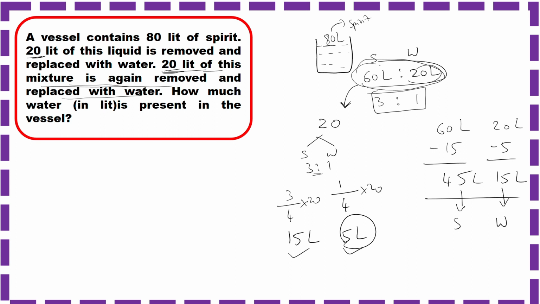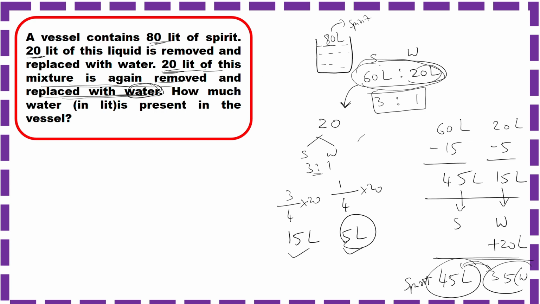So 45 liters is the final spirit quantity and 15 liters is the final water quantity. What is the question here? How many liters of water is present in the vessel? Now, after removing this, the 20 liters is again replaced only with water. No spirit is added, we only replaced it with water. So this is the final result till removal, but again we have to replace with 20 liters of water. So just add 20 liters of water, no spirit is added. So 20 plus 15, that is 35 liters, is water and 45 liters is spirit. The total quantity is the same, 45 plus 35 is equal to 80, right? So in this way we must calculate. This is a simple problem.